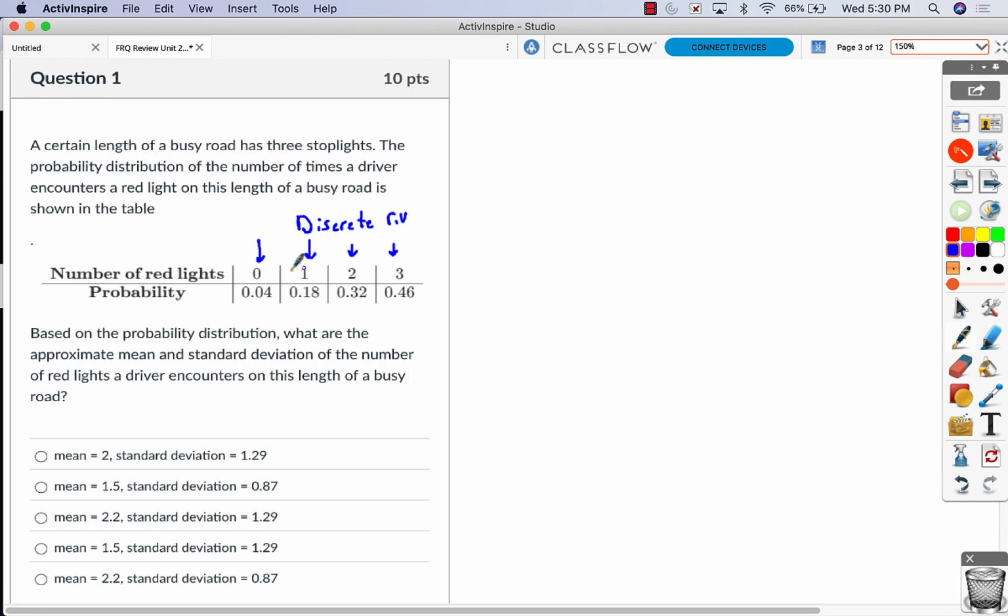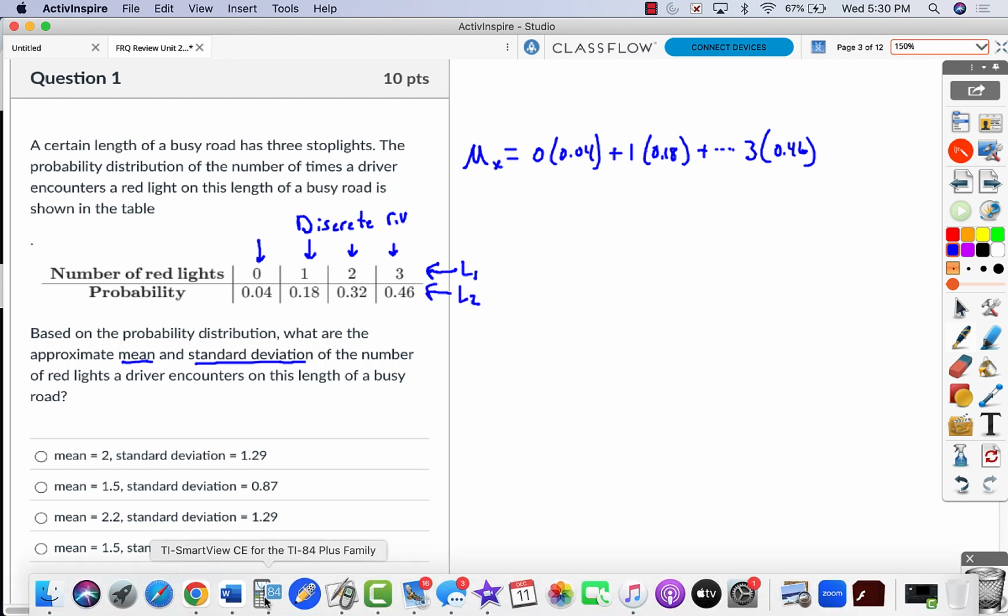And there's a gap between the 0 and the 1, the 1 and the 2, and the 2 and the 3. Whenever they start asking for the mean and the standard deviation, there are formulas, but you could find these on your calculator. You should be comfortable with this one: it's 0 times the probability plus the next possibility times that probability, and you keep adding until you get to the last one. This is how you find the mean, but since they want the standard deviation also, which is a more tricky formula, you're going to put this in L1 and this in L2 and do a stat calc 1.